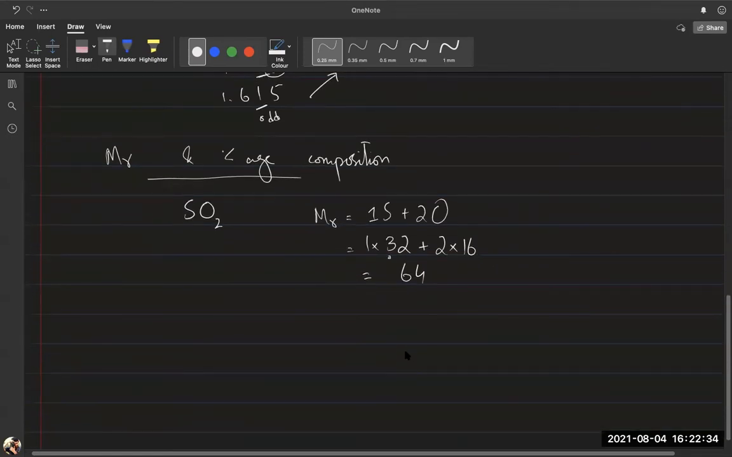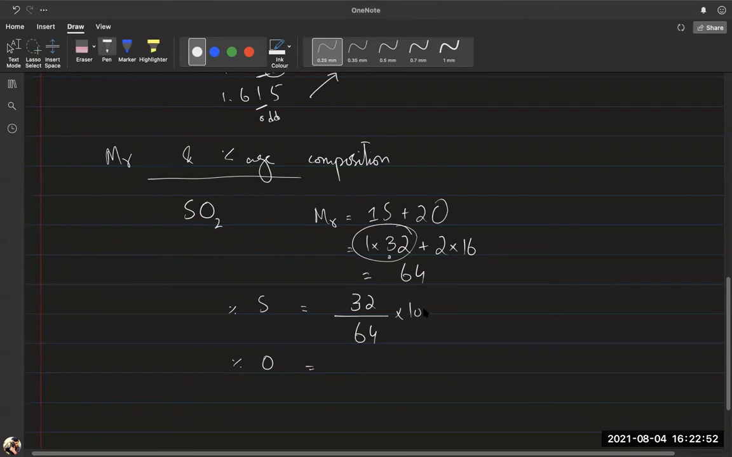Now, what is the percentage composition? Percentage composition is how much of sulfur there is in the whole thing and how much oxygen there is in the whole thing. So for sulfur, so percentage of sulfur and percentage of oxygen, let me see. So out of this 64, the total is 64, you have 32 as sulfur.